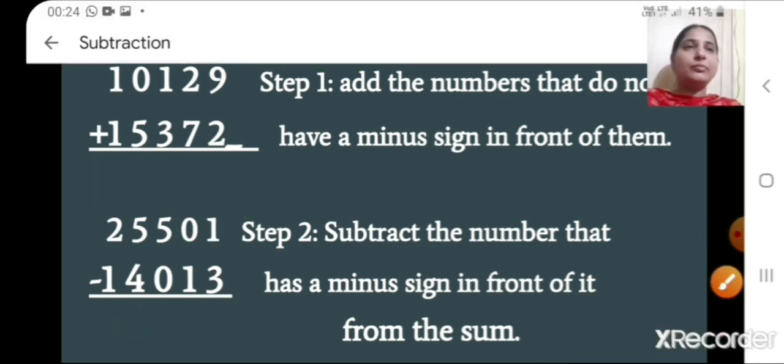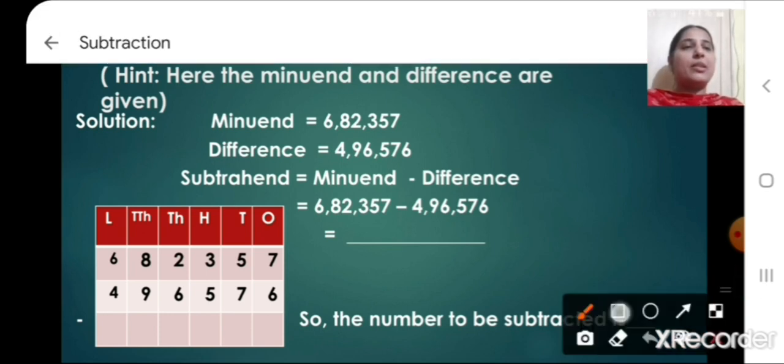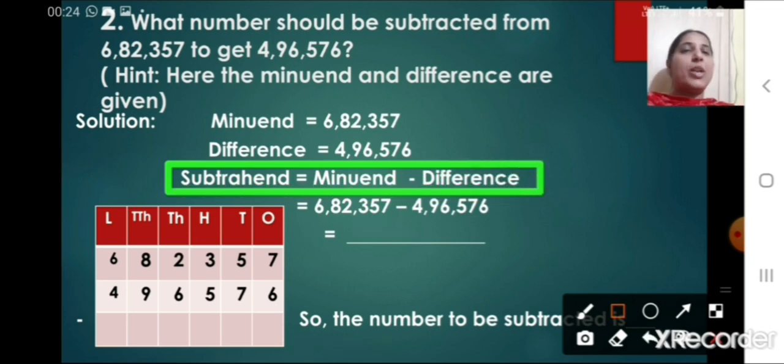Okay. Now children, one more example, like what number should be subtracted from 6,82,357 to get 4,96,576. So what is being given here, children? Minuend and the difference is being given. We have to find the subtrahend. So to get the subtrahend, the formula is that subtrahend is equal to minuend minus difference. So let's subtract to get the answer here.